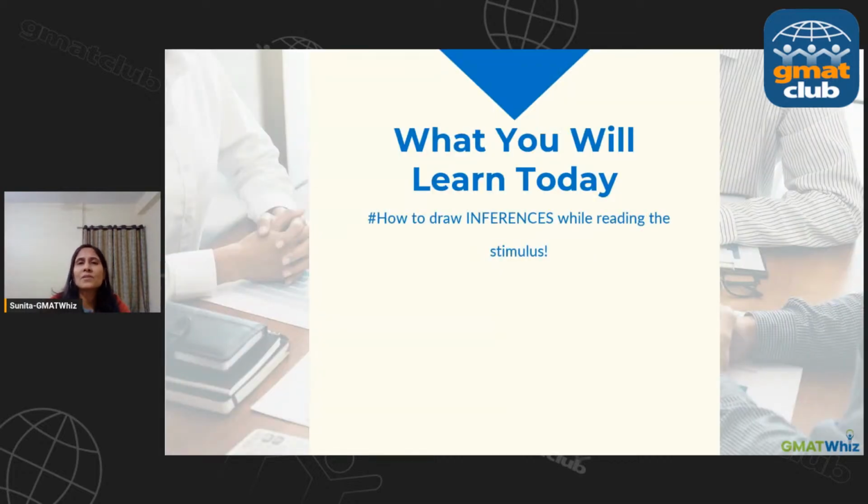So we are going to first of all learn how to draw inferences while reading the stimulus itself. Oftentimes we think that the actual inference or the actual assumptions take place once we have finished reading the stimulus. Inferences at least take place as you are reading. You're not just waiting to complete reading the sentences and then draw inferences. So I'm going to show you that.